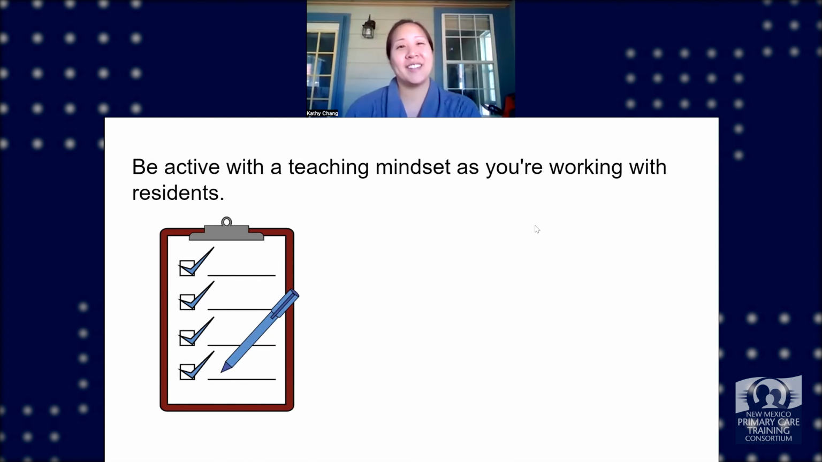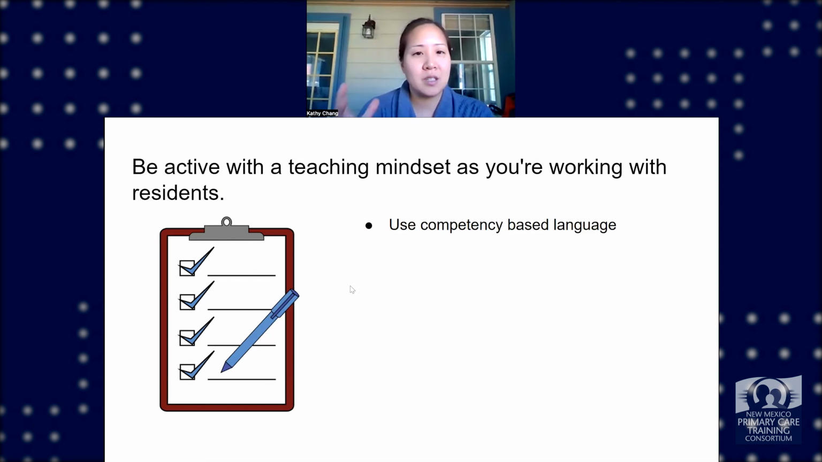Going back to some of those concepts, as Esther was saying, as we are working with residents, sometimes it's easy to get into the mode of just doctoring with them. But be active with the teaching mindset, because there are very specific things involved in evaluation that we need to use, that help with forming their professional development, but also in that summative assessment.